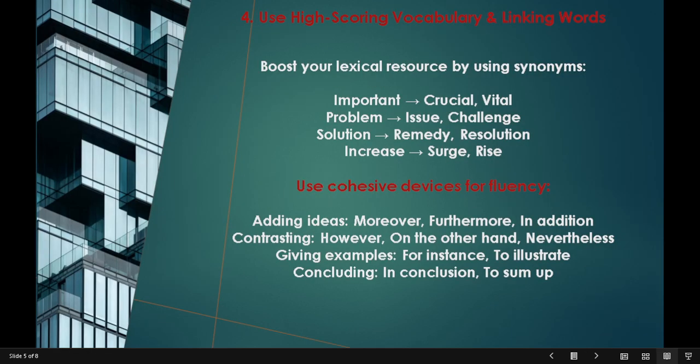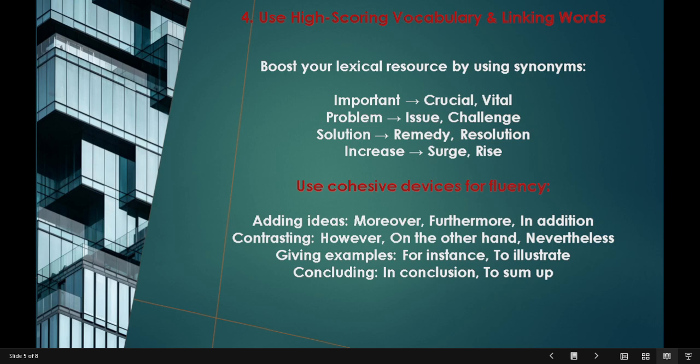All right. Then the fourth one is use high scoring vocabulary and linking words. High scoring vocabularies and linking words. Very important. Do not neglect your linking words. They are very important. Now, I call linking words transitioning words, okay? They introduce you to a particular paragraph. So linking words could be firstly, secondly, that is when starting a particular paragraph.